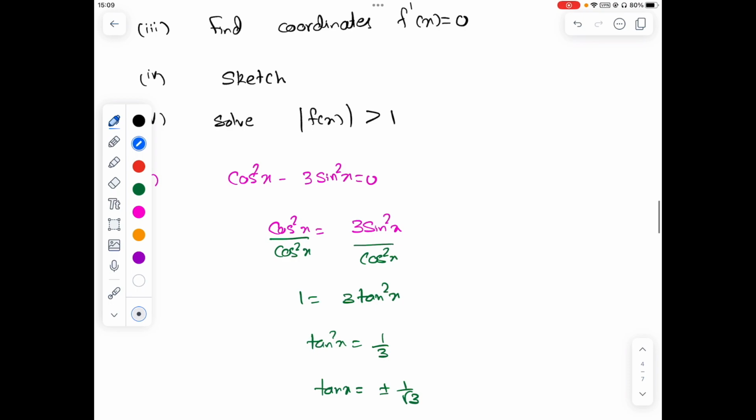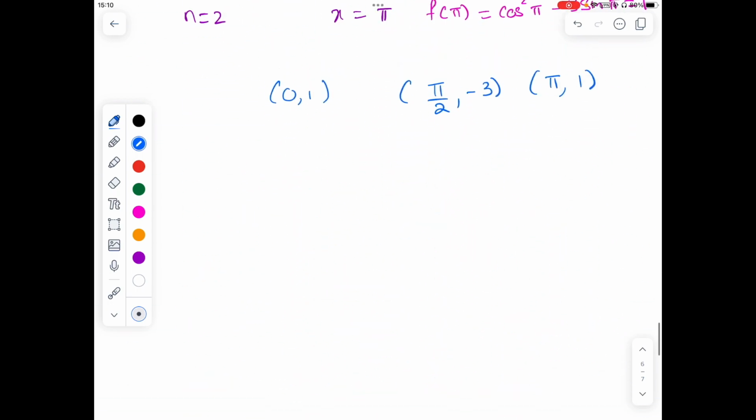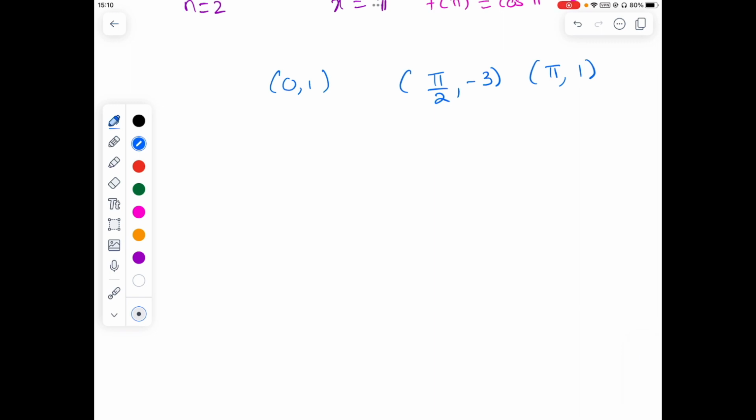Now, part 4, sketch the graphs. So we know the turning points and we know the roots. Therefore, what am I going to do? I am going to mark them all, and it is between 0 to pi.